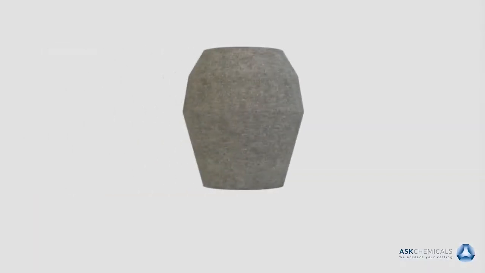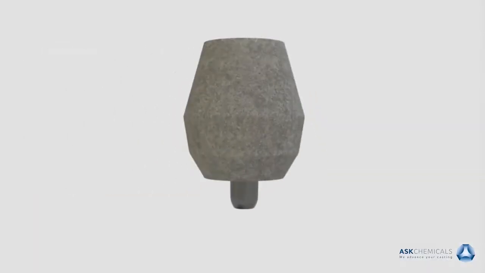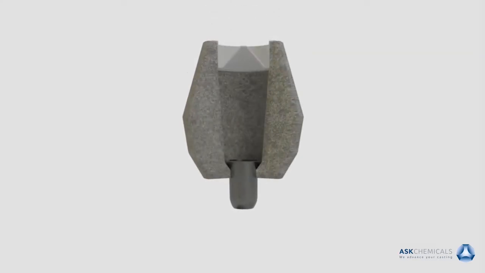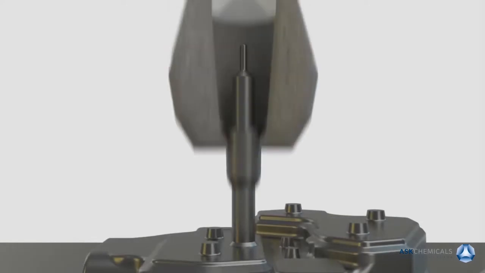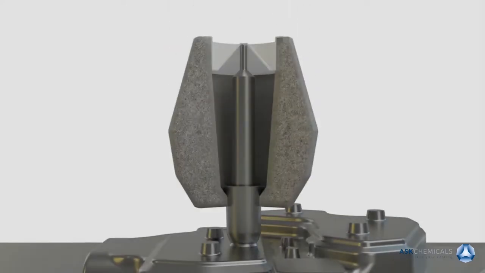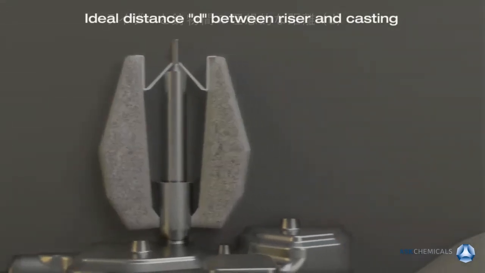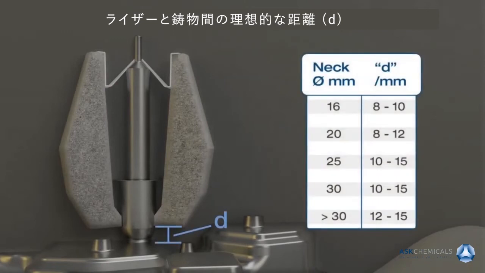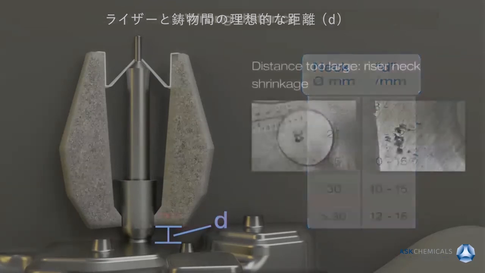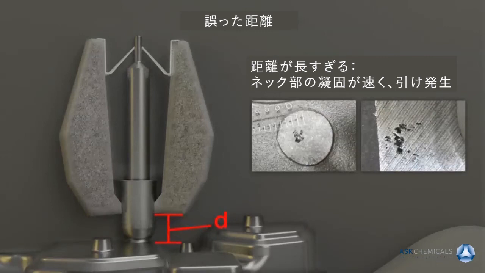Achieve optimum casting results with the EXACTCAST OPTIMA riser family from ASK Chemicals. This animation shows how it works and how it can be adjusted to produce perfect castings. To achieve the best results, the adjustment of the exact distance of riser to the casting surface is essential. If the distance between the casting and the riser is too large, the riser neck may freeze too early, resulting in shrink holes.